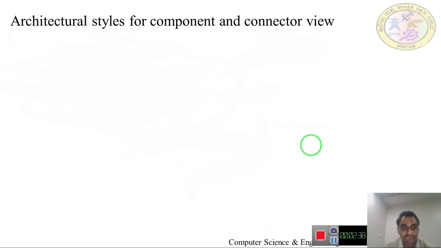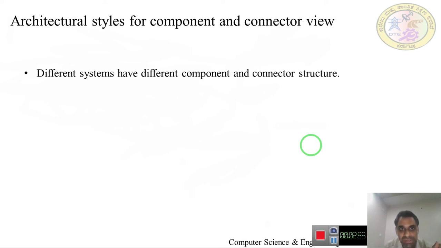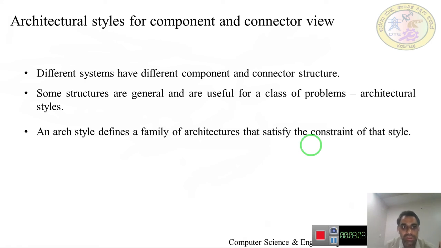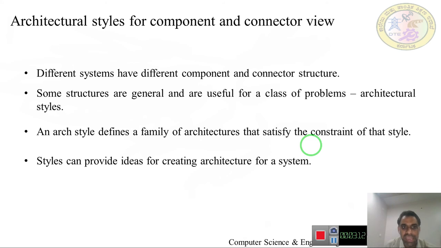Architectural style, basically, is a transformation that is imposed on the design of an entire system. The intent is to establish a structure for all the components of the system. So what have we understood? We understood that different systems have different component and connector structures. Some structures are general, hence are useful for a class of problems. An architectural style defines a family of architectures that satisfy the constraints of that style. A style can also provide ideas for creating architecture for a system. So this is what we have understood.